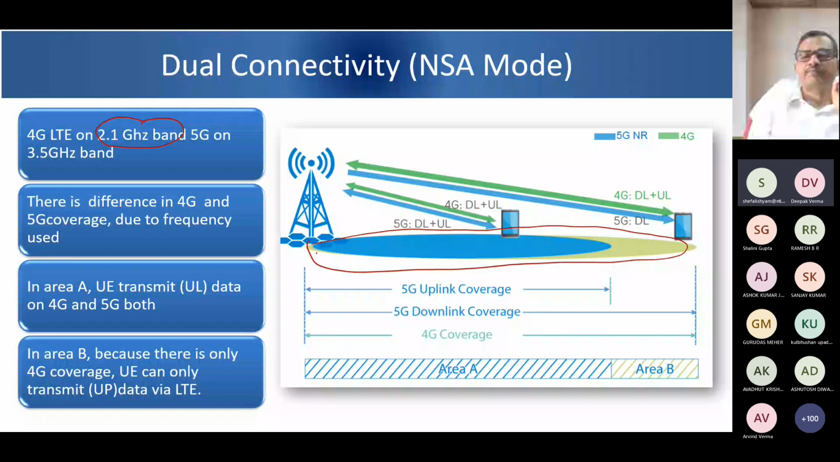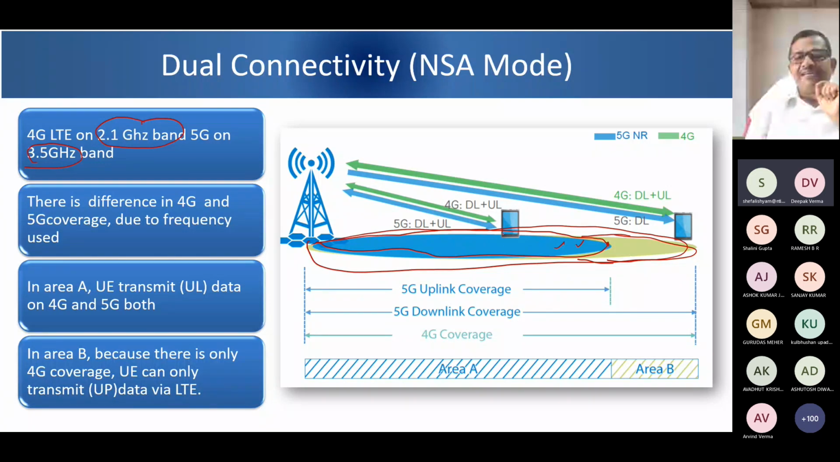So the 4G coverage shown here is the larger one, the green color, and 5G is on say 3.5 gigahertz, slightly higher band. So the coverage will be less. Coverage will be like this, right? So that means in this area, 5G uplink and downlink both will be available. But as I was saying yesterday, for downlink purposes, even 5G can cover this much area. This area can be covered even by 5G. So it has got 5G downlink coverage.